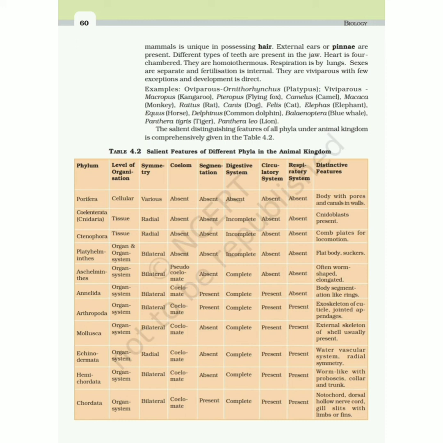Distinctive features: body with pores and canals in walls; cnidoblasts present; comb plates for locomotion; flat body, suckers, often worm-shaped; elongated body; segmentation like rings; exoskeleton of cuticle, jointed appendages; external skeleton of shell usually present; water vascular system, radial symmetry; worm-like with proboscis, collar and trunk; notochord, dorsal hollow nerve cord, gill slits with limbs or fins. Phylum: Porifera, Coelenterata (Cnidaria), Ctenophora, Platyhelminthes, Aschelminthes, Annelida, Arthropoda, Mollusca, Echinodermata, Hemichordata, Chordata. Table 4.2: salient features of different phyla in the animal kingdom.